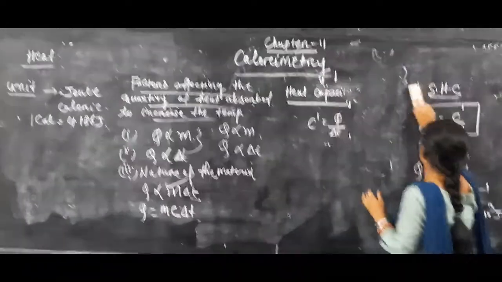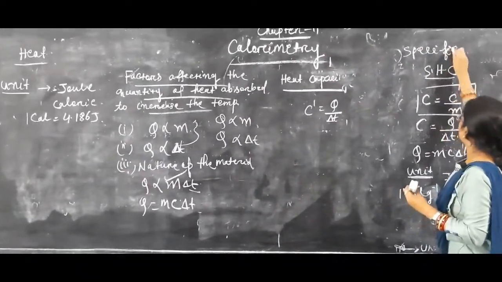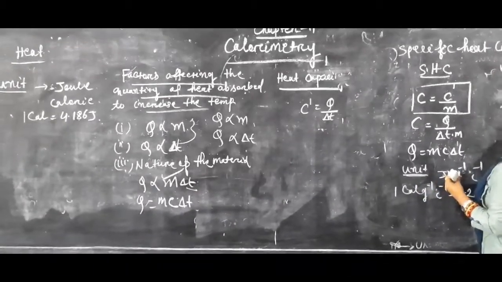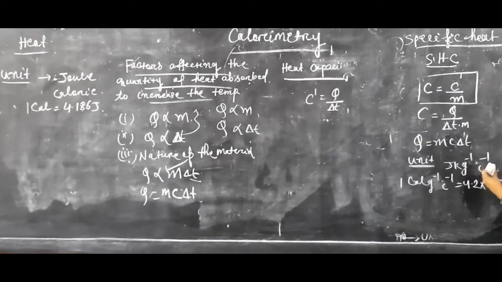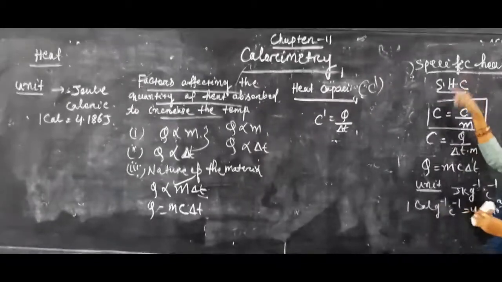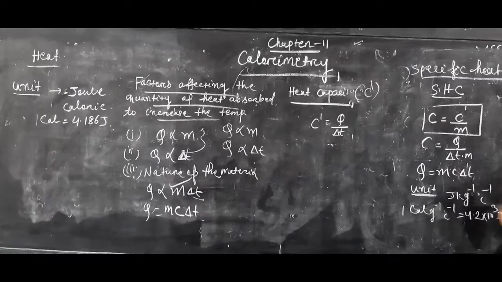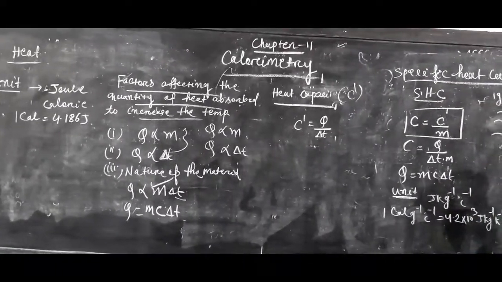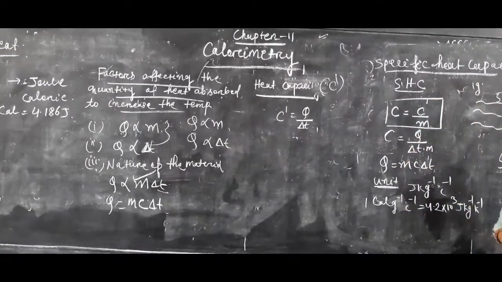You see, what is your specific heat capacity? Specific heat capacity is denoted by C, whereas heat capacity is denoted by C dash. You can also write specific heat capacity as S.H.C. So, heat capacity and specific heat capacity: if heat capacity is specified for 1 unit mass, then this is known as specific heat capacity.